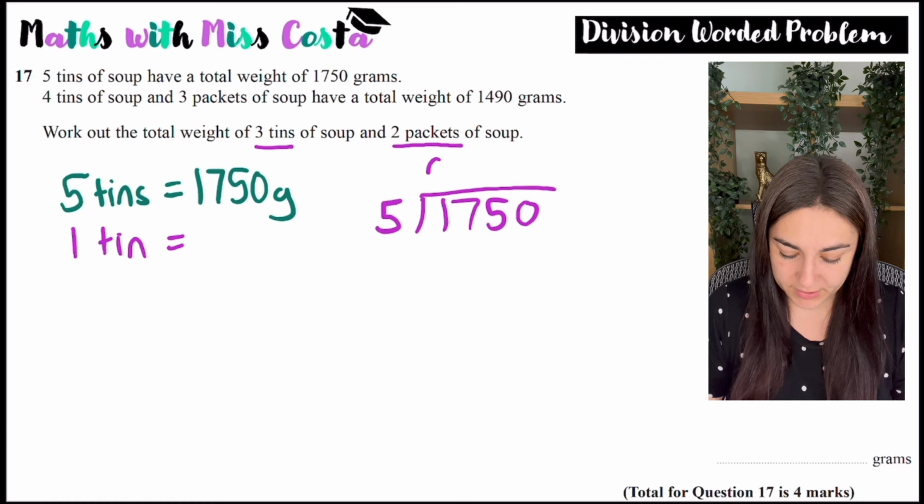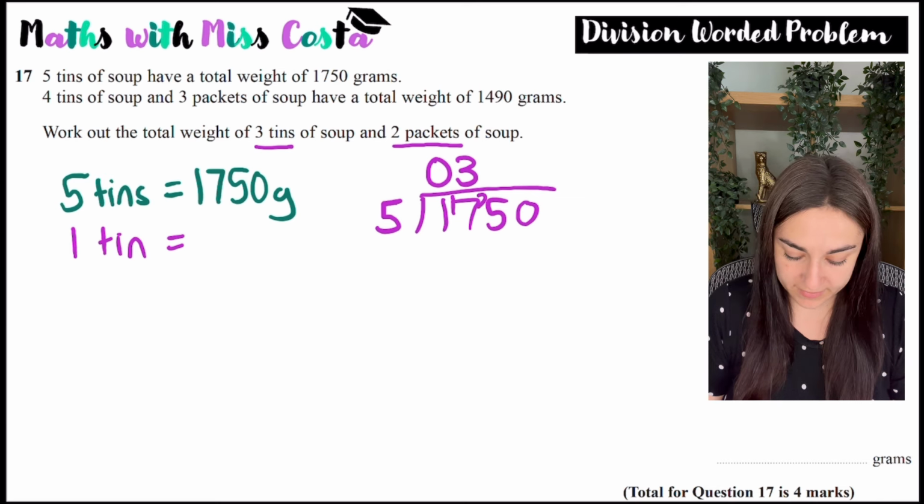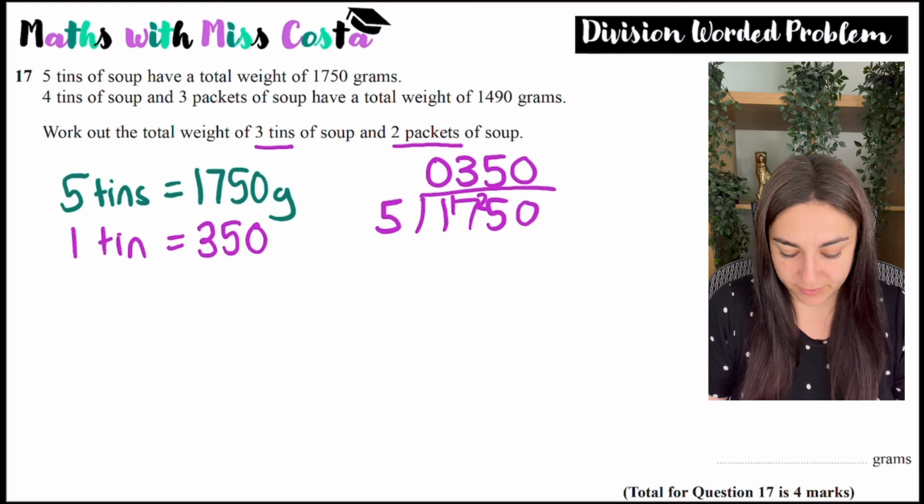So 5s into 1 don't go, so I carry the 1. 5s into 17 go 3, because 3 times 5 is 15, remainder 2. 5s into 25 go 5, 5s into 0 are 0. So 1 tin is 350 grams.